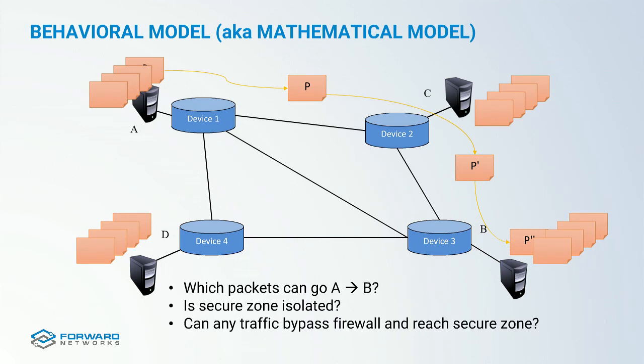With this behavioral model, we can start answering questions like, what are all the packets that can ever get from server A to server B? Or is there any way any traffic can get to my secure zone from a non-secure zone? Or is there any traffic that can reach my secure zone bypassing the firewall? Now, the key here is that this behavioral model allows us to understand and validate the behavior of the network independent of the traffic that is actually flowing through it.